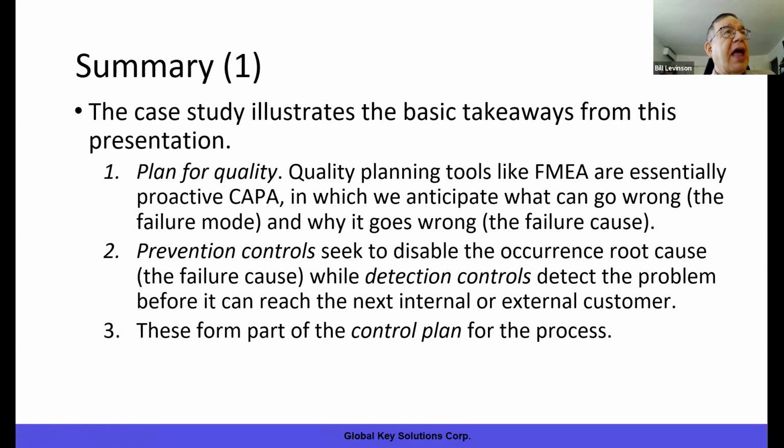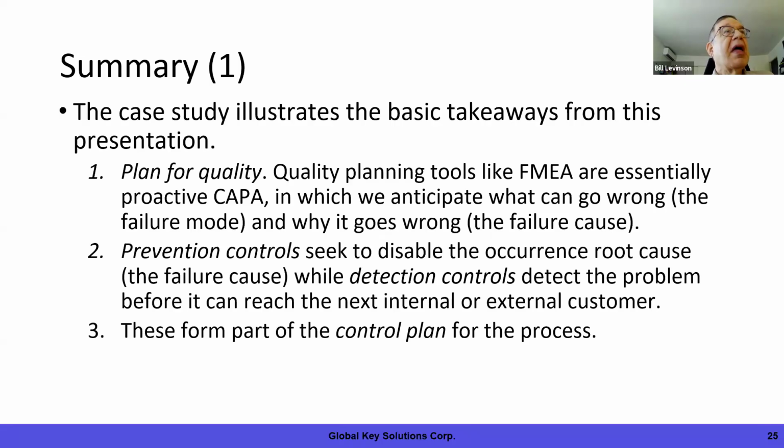Okay, in summary, the case study illustrates the basic takeaways from this presentation. First, plan for quality. I mentioned FMEA is essentially proactive CAPA. We anticipate what can go wrong and why it goes wrong, and we install controls to keep it from going wrong, or if it does go wrong, to detect it before it reaches the customer. So prevention controls seek to disable the occurrence root cause, while detection controls detect the problem before it can reach the next internal or external customer.